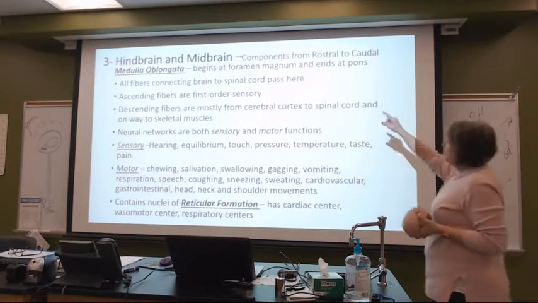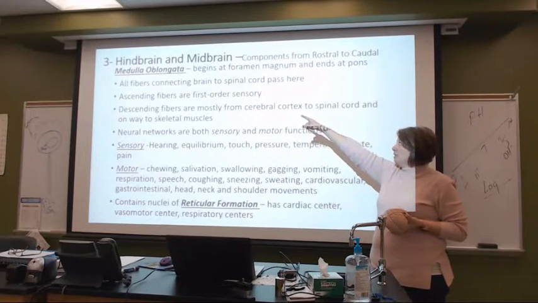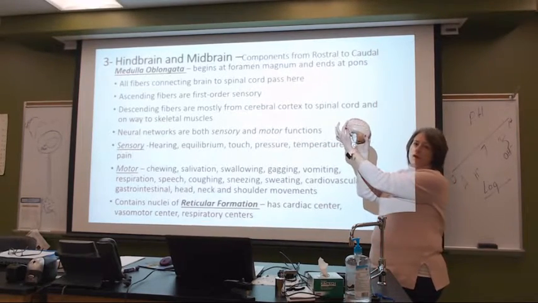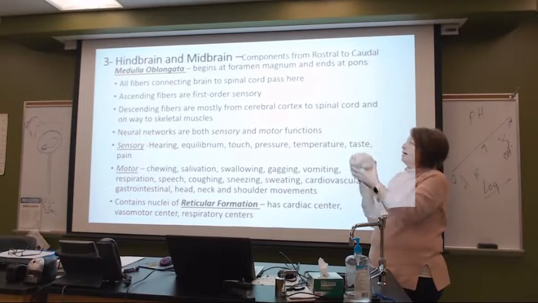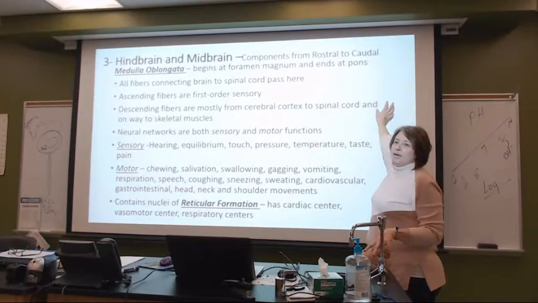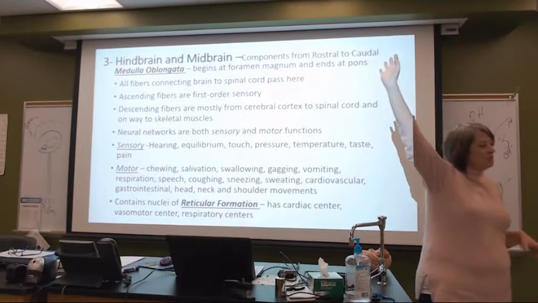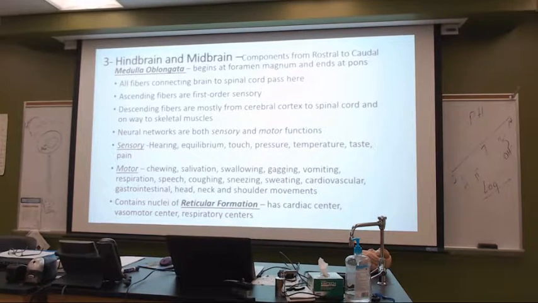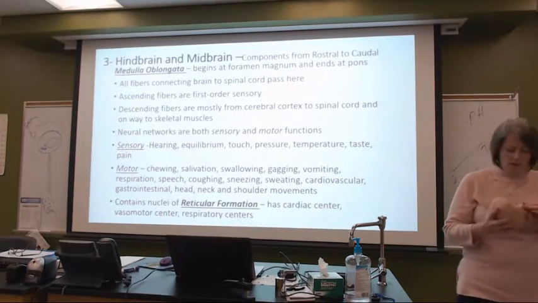So, looking at the makeup of the hindbrain and the midbrain, going from rostral to caudal, okay? Now, our medulla oblongata, fun term to say, gotta admit. So, that's going to be starting at my foramen magnum and ending at the pons, up here at the front of my brain stem. Now here's the cool thing about the medulla oblongata.